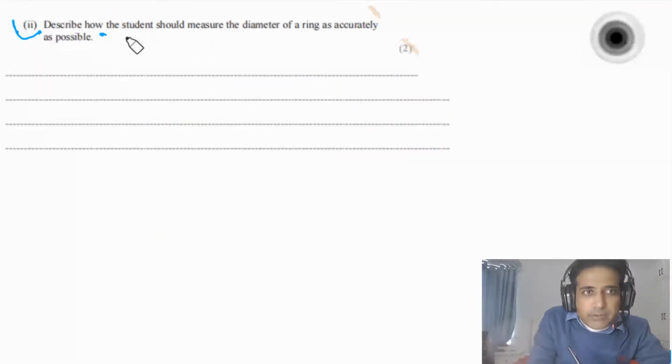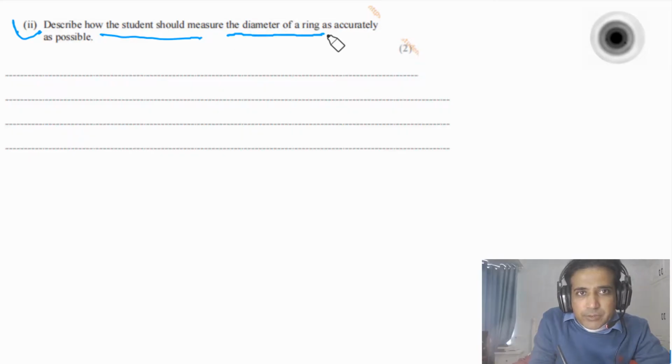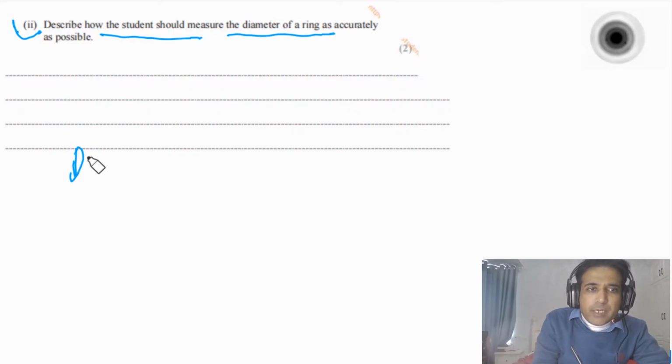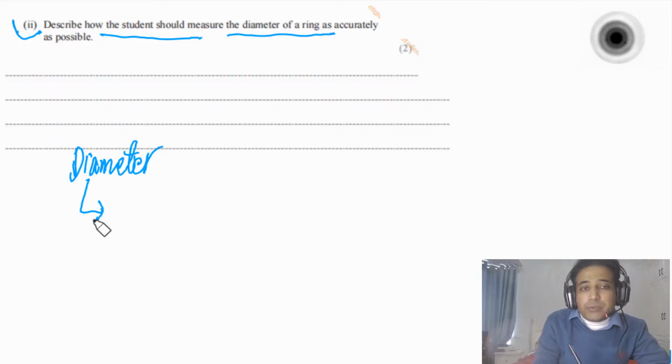The second part says, describe how the student should measure the diameter of a ring as accurately as possible. So how can we measure diameter accurately? This is a very common question. In many past papers they will ask you to measure diameter. So how can we measure diameter accurately?